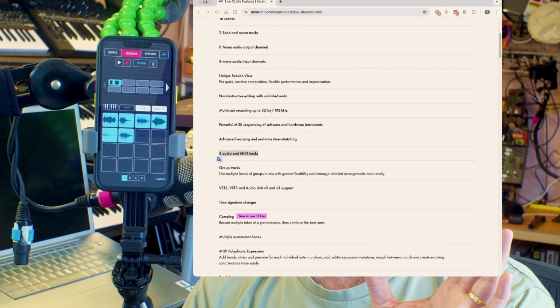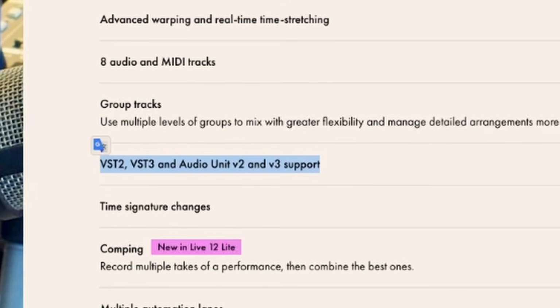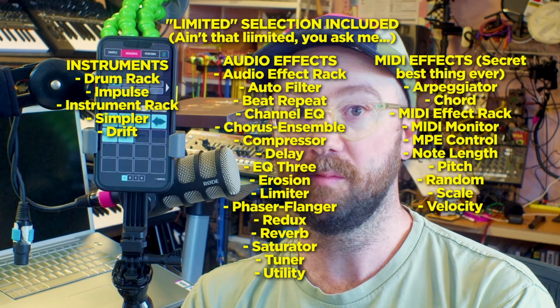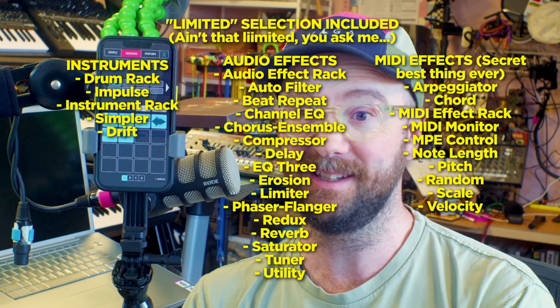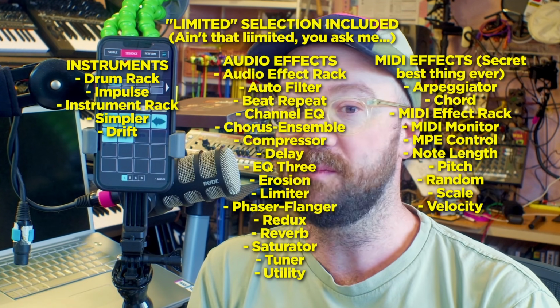A massive thing is that you can load third-party plugins into Live Lite. So you can go beyond the limited selection of plugins that it includes. But you do get Drift, which is an amazing synth, and a bunch of really good, solid, basic choruses, delays, reverbs. It's what you need. Yes, it only has 8 tracks. But here's what I want to say about that. I was playing around with it last night, and I was noticing that I was starting to come up against that limit.